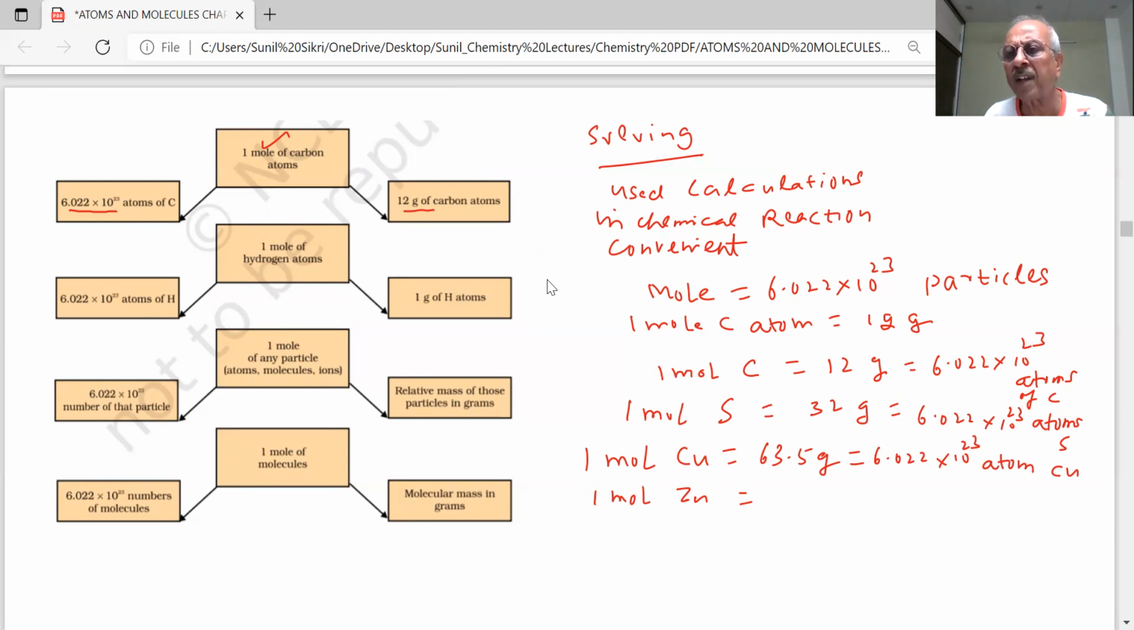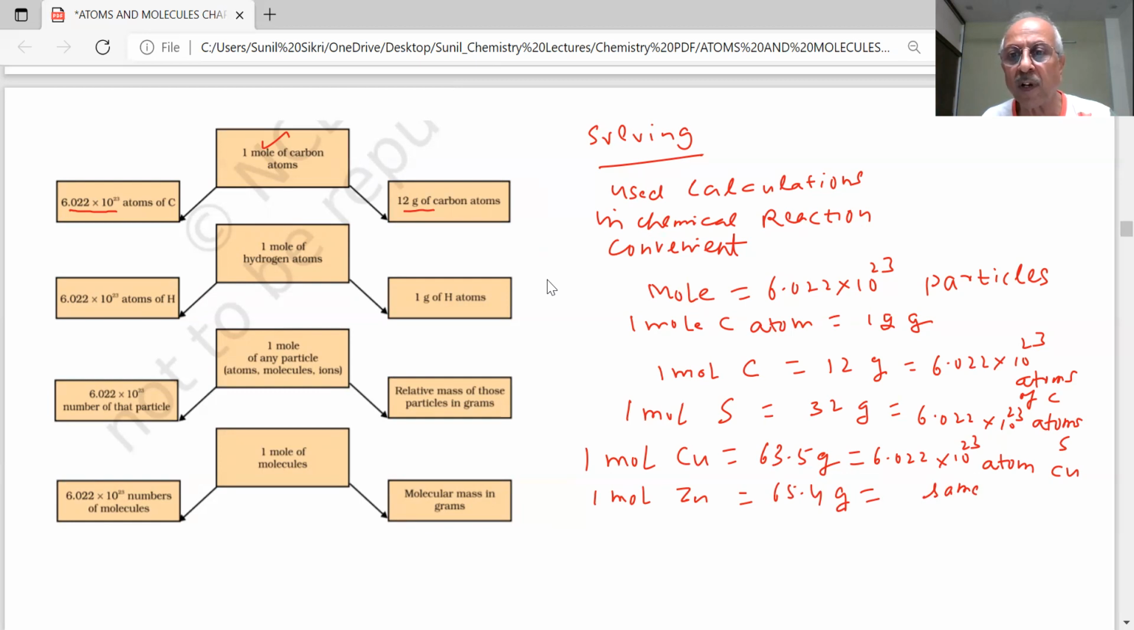We have to check this in the table. We can't remember all the things. You know why the fractions are there? These are average atomic masses because there are isotopes. How many atoms will be there? Same, 6.022 × 10^23 atoms. The number of atoms is the same, but you can see that different elements have different masses.